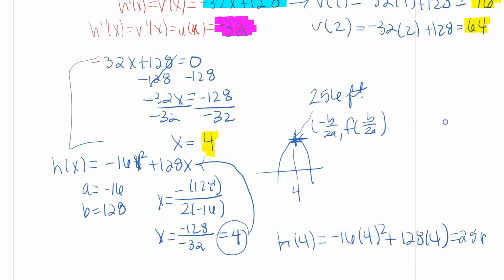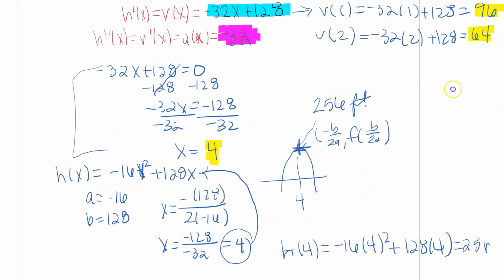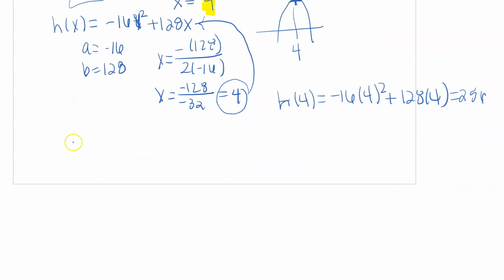Now the last part, again we're going to use our algebra, is how long will the arrow be aloft? Well, we've already found the peak to be at 4 seconds, or a height of 256 feet. And so from here to here is the amount of time that the arrow will be aloft. That's a matter of solving your quadratic for your intercepts. So we're going to take our quadratic, h of x equal to negative 16x squared plus 128x, set it equal to 0, and find those intercepts.